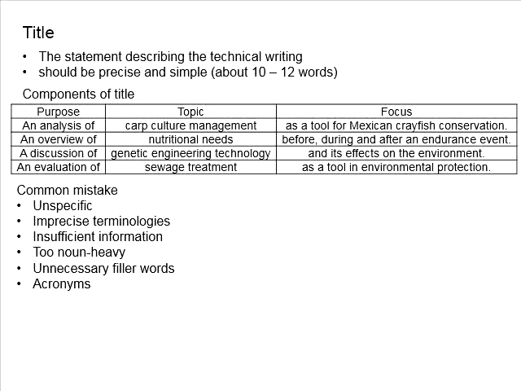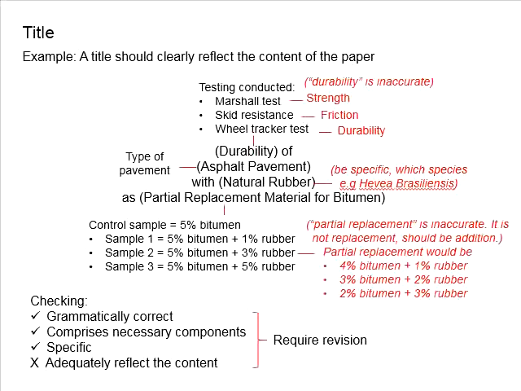In the previous videos, we mentioned the characteristics of a good title. It comprises the purpose, topic, and focus. We also mentioned the common mistakes while constructing a title. The idea here is not to confuse the reader. After that, we discussed an example of a title, particularly in terms of the adequacy of the title to reflect the content of the research study.